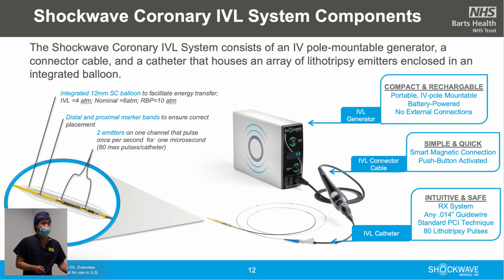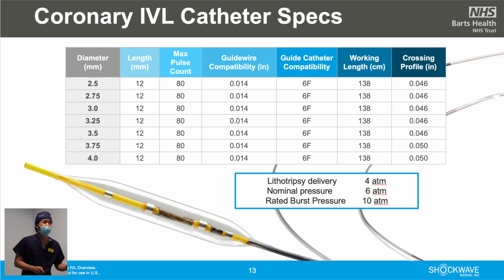And these are the different sizes at the moment. So the smallest we have is 2.5 millimeters, and the biggest is 4 millimeters. And for coronaries, they all have 80 pulses, and the length is 12 millimeters. And they're all in 6 French size. I'm going to play a little video about Shockwave.